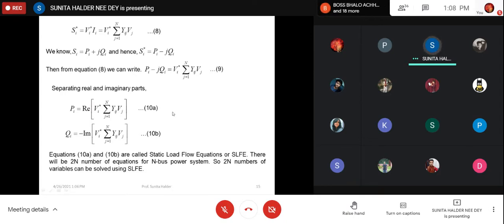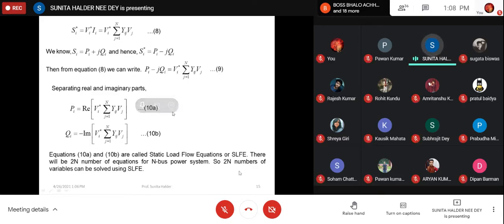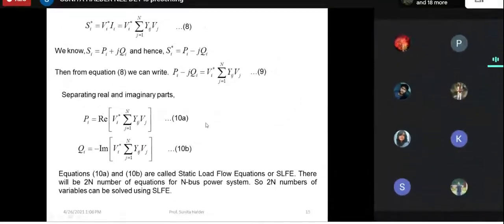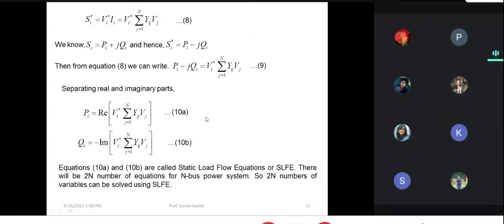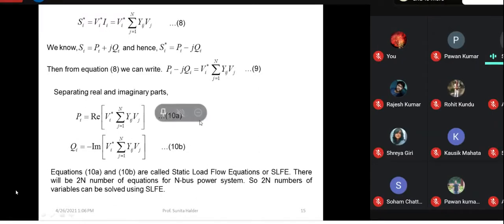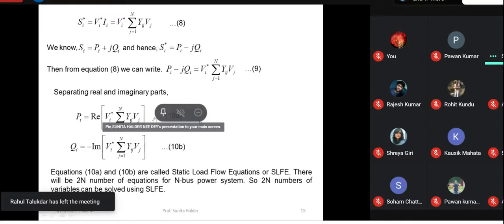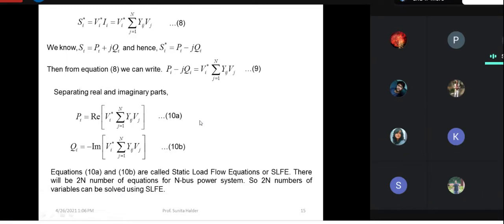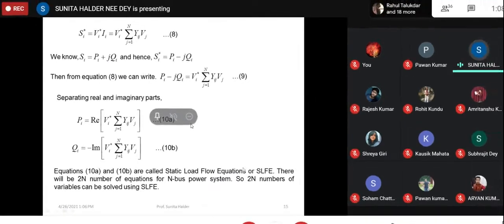Why static? Because these equations are valid when the system operation is steady. There is no transient in the system like a fault or other. Under normal operating conditions where loads are not changing, these equations are valid, and so these are called static load flow equations. If we solve these static load flow equations, or SLFE, then we can find out the bus voltages. So these are very important.